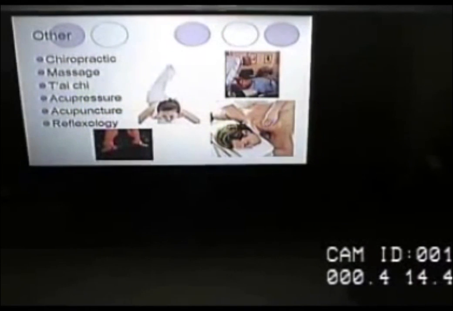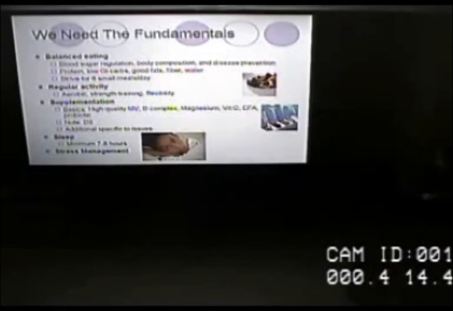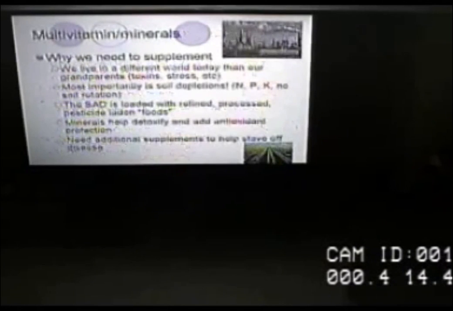Other things that we can do for stress or for dealing with arthritis: chiropractic, massage, Tai Chi, acupressure, acupuncture, reflexology. All these things are great in combination. We need the fundamentals. The fundamentals are balanced eating, regular activity, supplementation, sleep, and stress management.